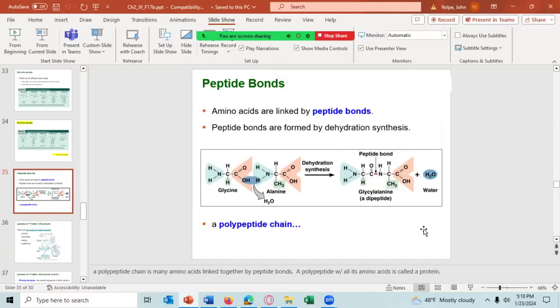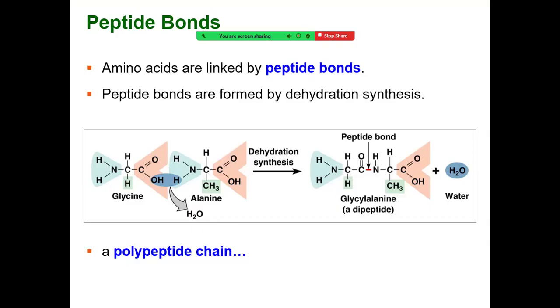Okay, amino acids are linked together by a peptide bond. A peptide bond is formed by dehydration synthesis. You remove the OH from this amino acid, the hydrogen from that amino acid, and then that combines the nitrogen with this carbon here, which is an unusual bond between nitrogen and carbon.